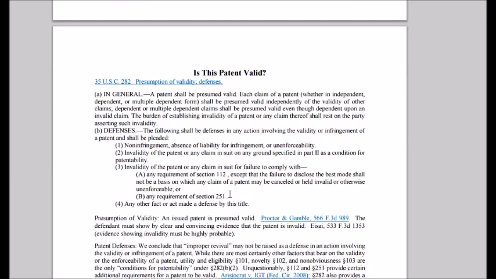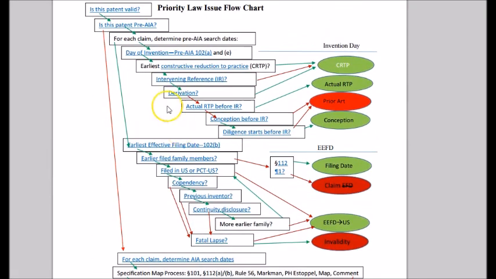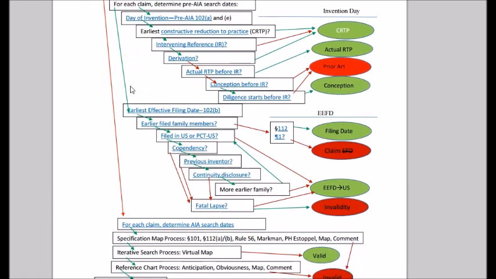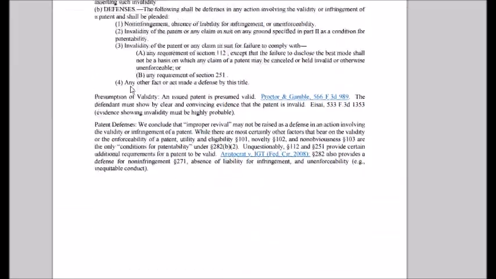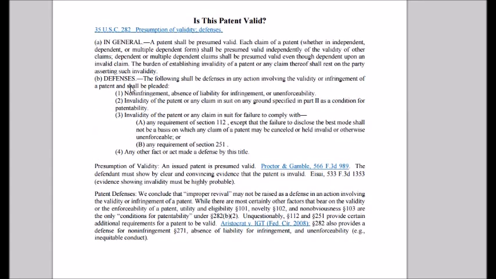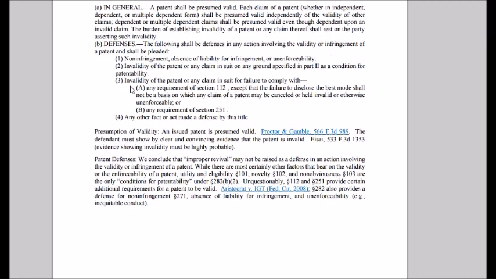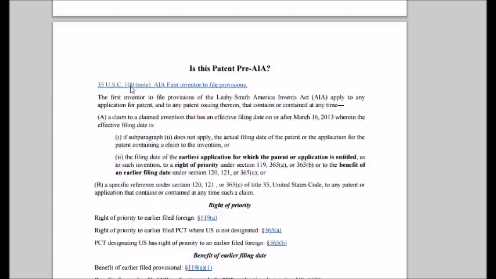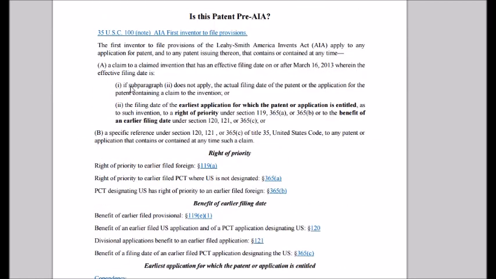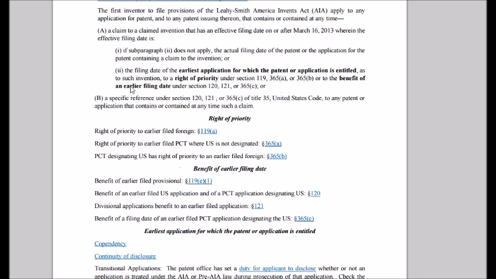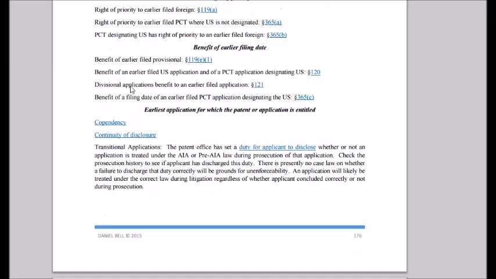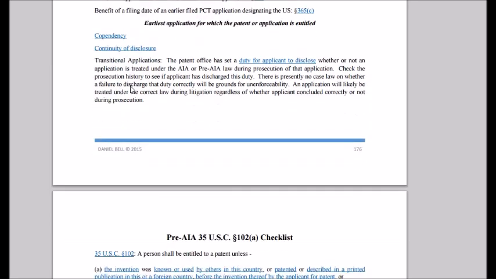And then you have, is this patent valid? So each of these links you click on, and it takes you to that spot. That would take you, is this patent valid? And this, of course, takes us to section 282. And, is this patent pre-AIA or AIA? And this is the statutory areas to answer that question. Continuity of disclosure and whatnot.